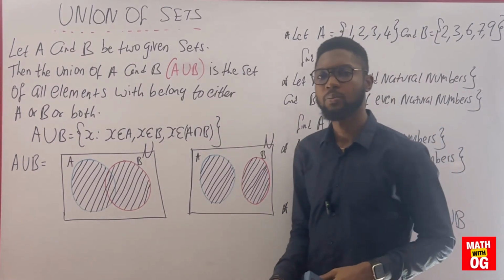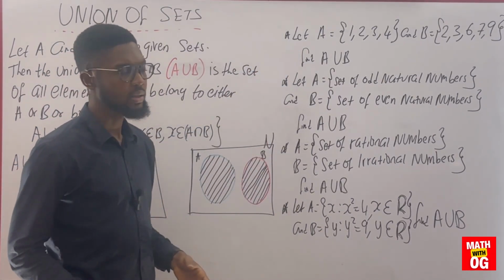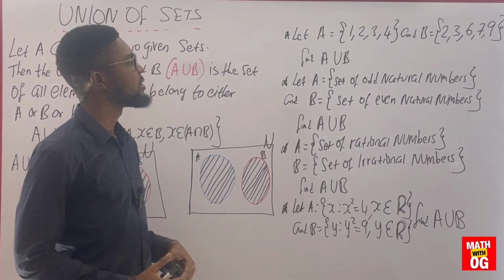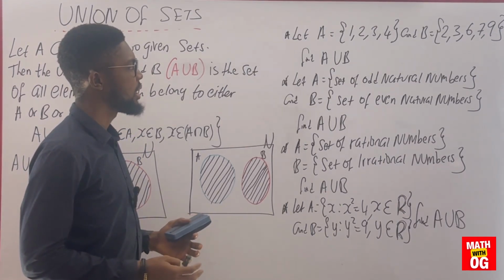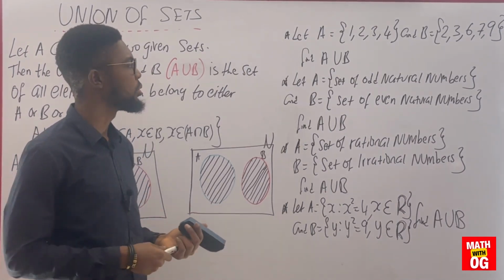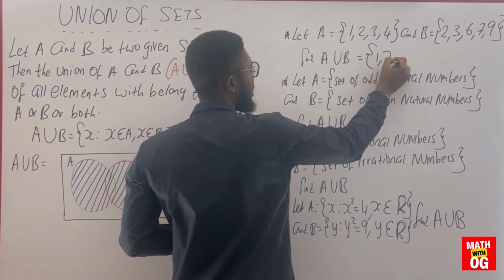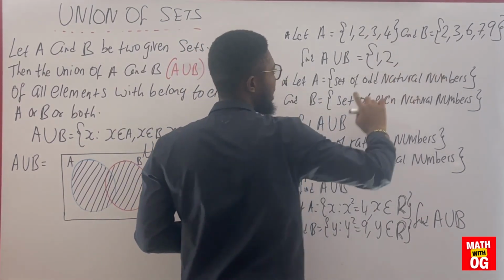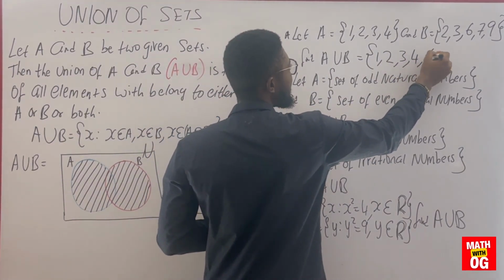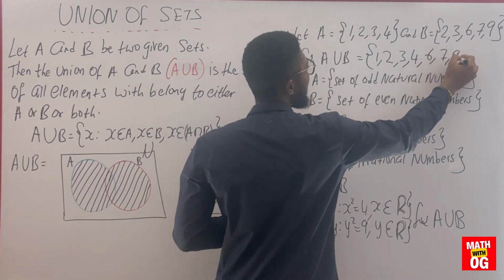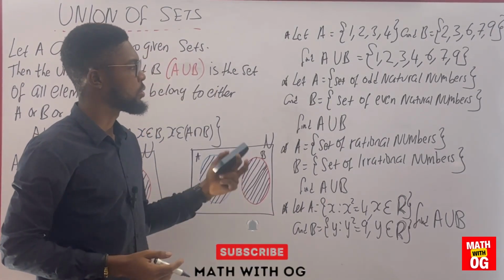Now let's play with some questions on union of sets. You are given set A equal to a set containing 1, 2, 3, 4, and set B containing 2, 3, 6, 7, 9. We find A union B. That's everything in A and B. So this should be equal to, you have a 1, you have a 2. Though 2 is appearing on both sides, we only put it once. We have a 3, we have a 4, we have a 6, we have a 7, and we have a 9. So this is the union of A and B. So I believe that is clear.